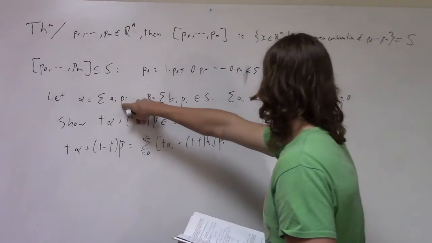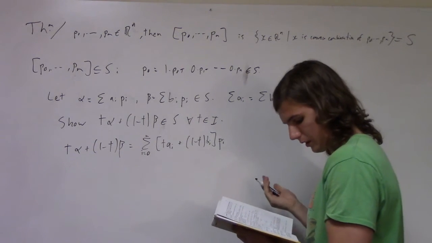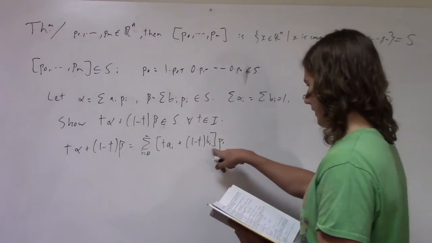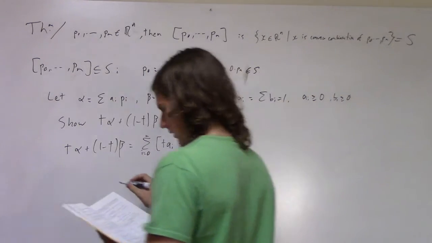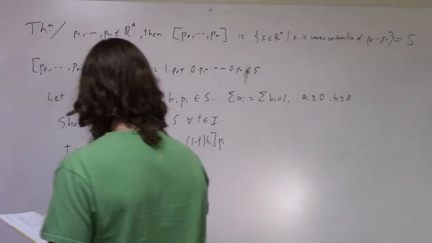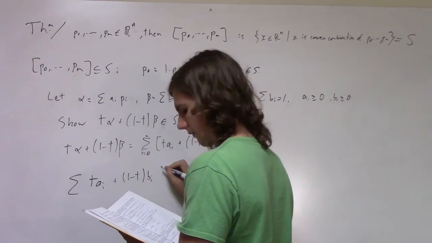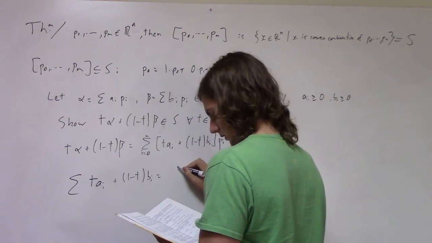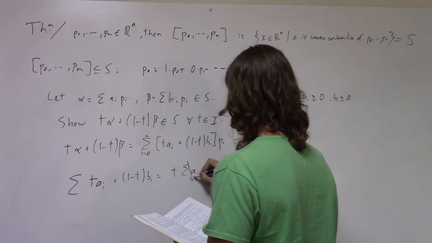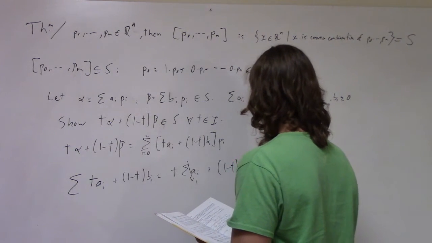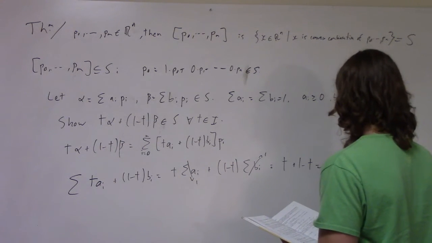Combining this, this is a convex combination because what we want to show is that the sum of these coefficients is equal to 1, and that each of them is greater than or equal to 0. The sum of t a_i plus (1 minus t) b_i, you can split up this sum: t times the sum of a_i, plus (1 minus t) times the sum of b_i, also 1, which is equal to t plus (1 minus t), otherwise known as 1.